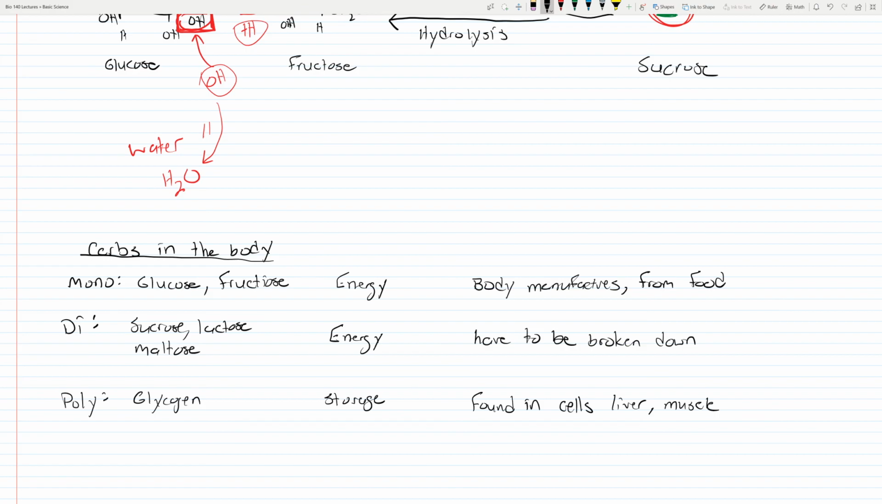So next, and again, this is very long and I apologize, but it is what it is. Carbs, carbohydrates, sugar. How you make bigger carbs is dehydration synthesis. How you break them down is a hydrolysis. And they're used for energy source. So next we'll go over lipids. And that is all for this one.